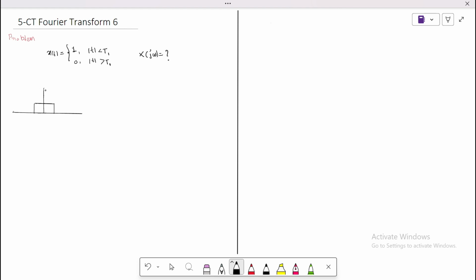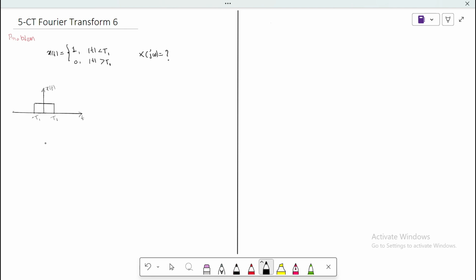So this is a rectangular pulse. It is not periodic, it is an aperiodic signal, x of t equal to 1 for mod t less than t1. For this, what is the Fourier transform? We will see that.